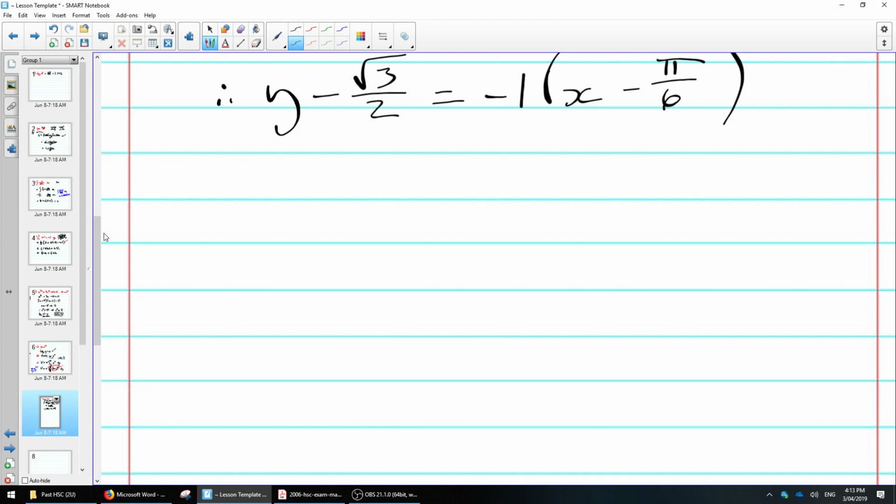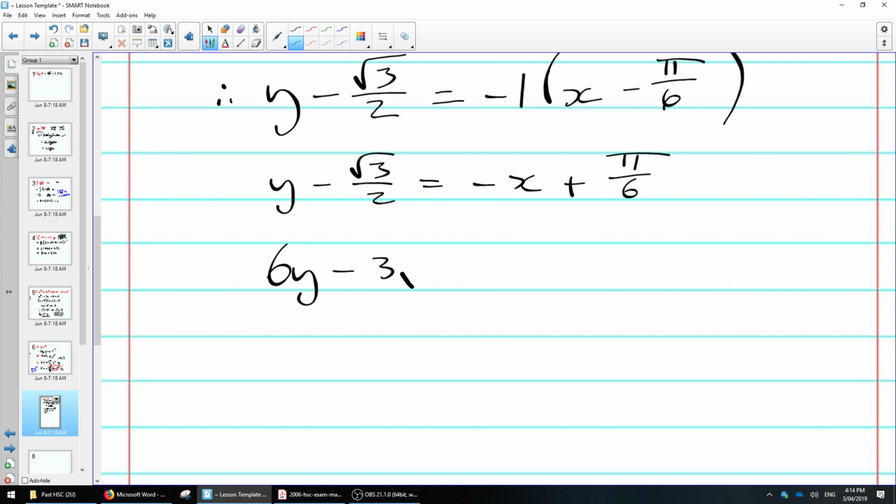Unless you just realize, like say I found it to be 1 over 4 earlier, but then when you substitute you knew to do negative 4, that would be fine. But you might as well just say, well if that's 1 over 4, that means my normal is negative 4. You might as well help yourself. We'll quickly do a bit of expansion here. So we have y minus root 3 over 2 equals negative x plus 5 over 6. Once again, let's multiply everything by 6 to get rid of fractions. And you have 6y minus 3 root 3.